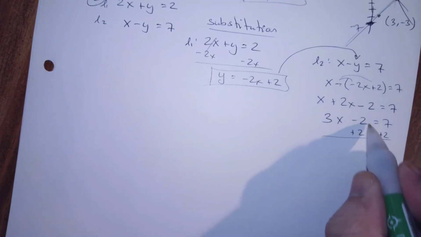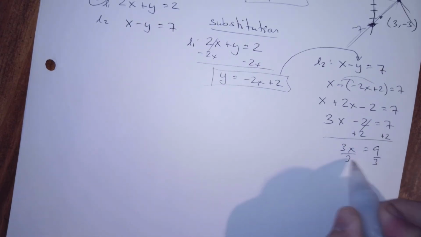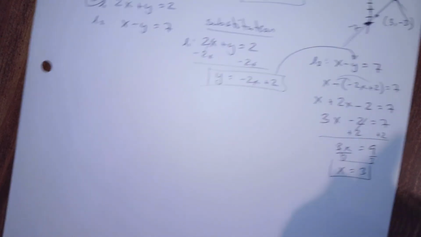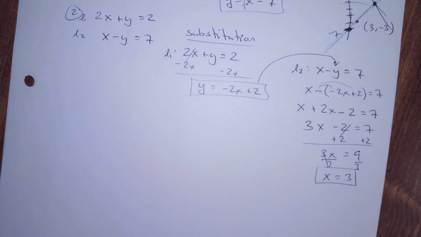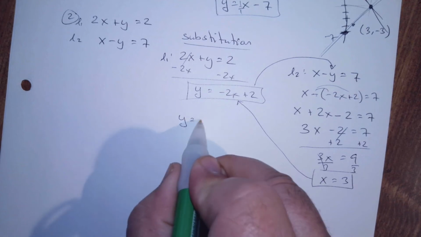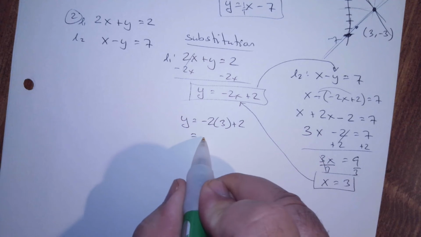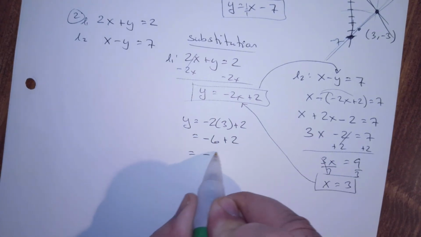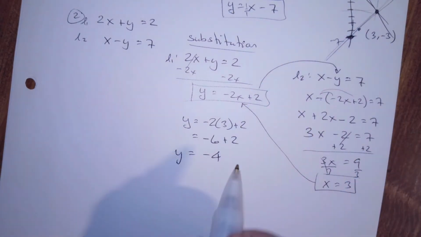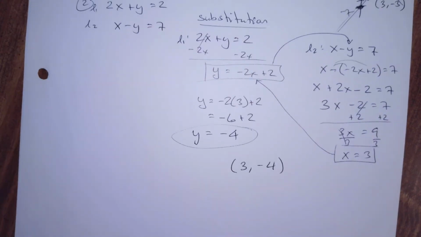Add 2 to both sides. 7 plus 2 is 9. Divided by 3, x equals 3. Well, so far that's looking good. Now I take that and plug it in the first equation. Solve for y. Negative 2 times 3 plus 2. Negative 2 times 3 is negative 6. Plus 2 is negative 4. So what this one says is my solution is 3, negative 4.